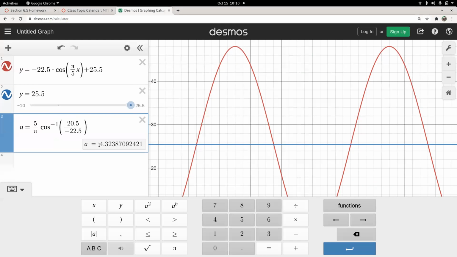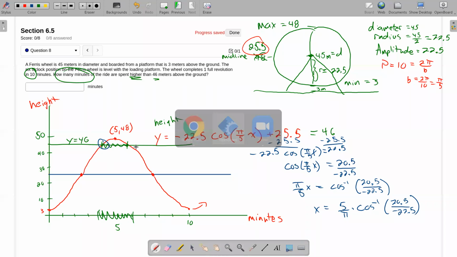So this says at a little over 4.3 minutes into the ride. Let's see, does that look good in my picture? Yeah, peak is at 5. I'll buy that. That's around 4.3. Sure, seems reasonable. What's the next one? That's the tricky part. So let's see, to figure out the next one, we're just going to do a little unit circle playing around.